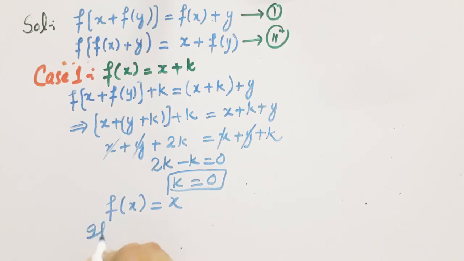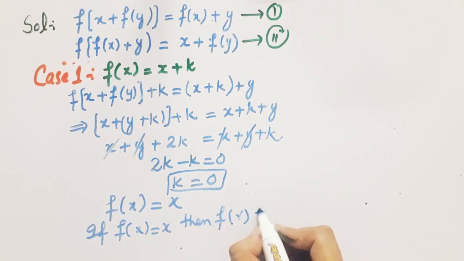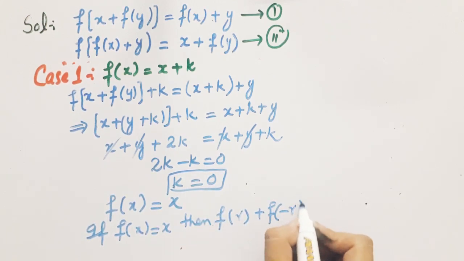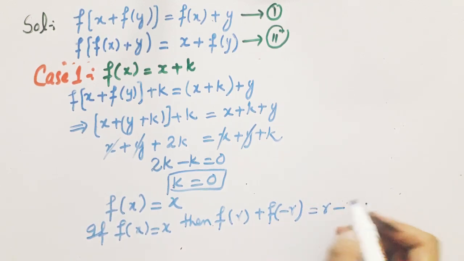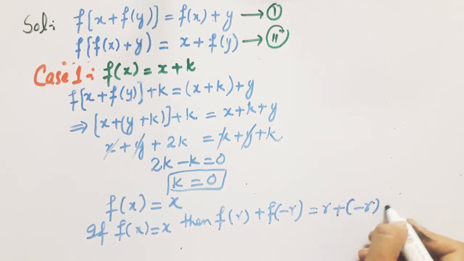If f(x) = x, then f(r) + f(-r) is equal to r - r, and this is equal to 0. This is the solution for case 1.